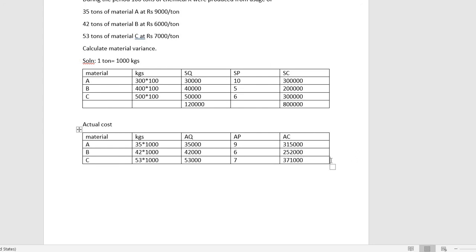So we want total. Total actual quantity is 1,30,000. Total actual cost is 9,38,000. So after making all this working note, we want to start our problem. First is material cost variance.